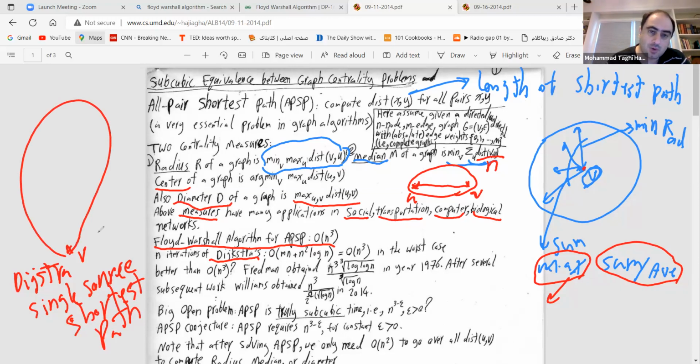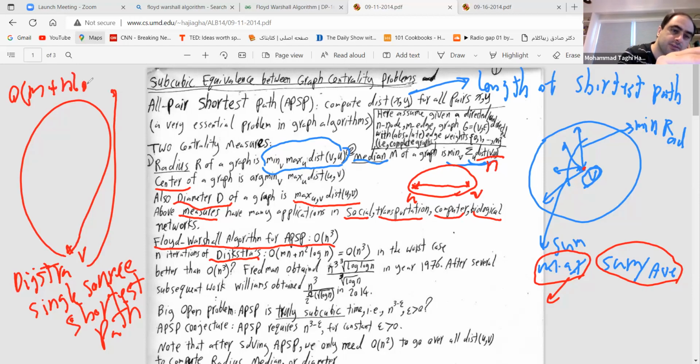It is different from all pair shortest path. In all pair shortest path, we want to find the shortest path between any two vertices. Here we want to find the shortest path from vertex V to everyone. Say the graph is undirected, for example. It works also for directed graphs. And the running time of the Dijkstra algorithm is order m, the number of edges, plus n log n. So this is the Dijkstra algorithm.